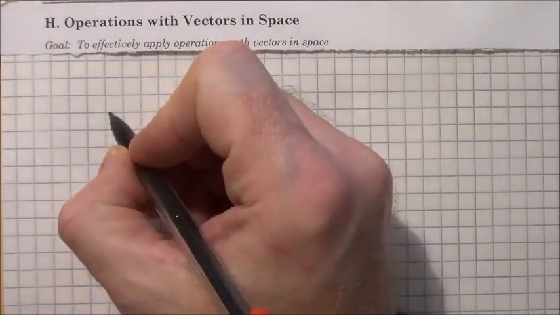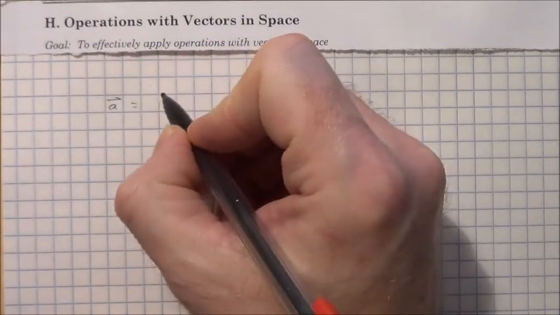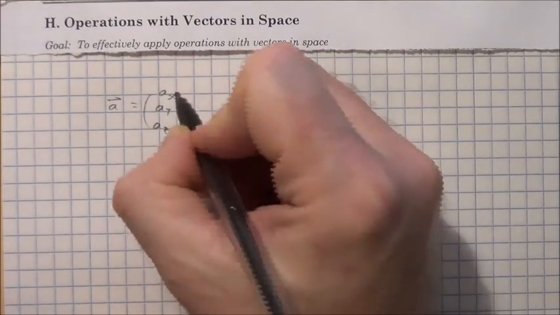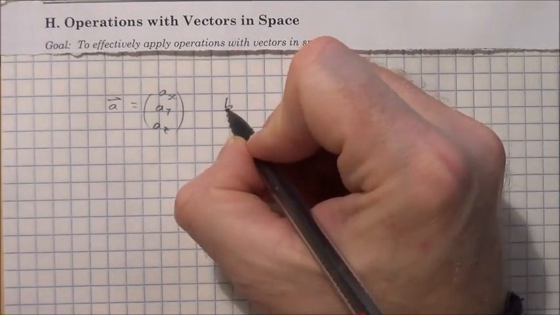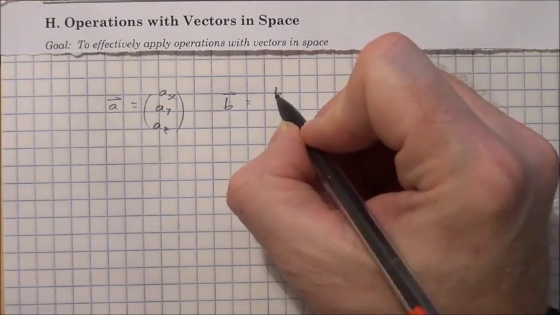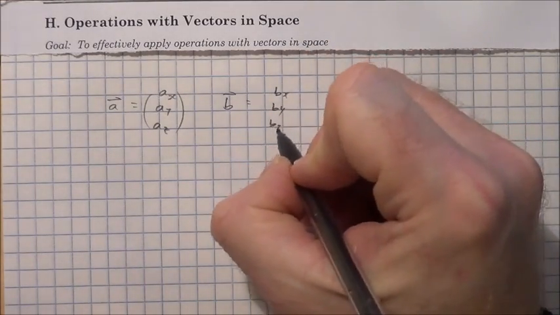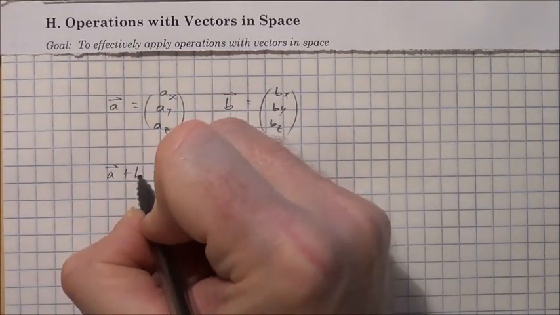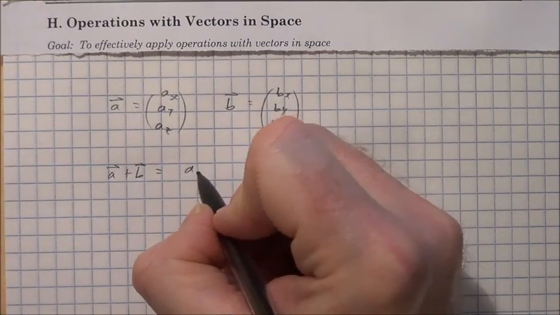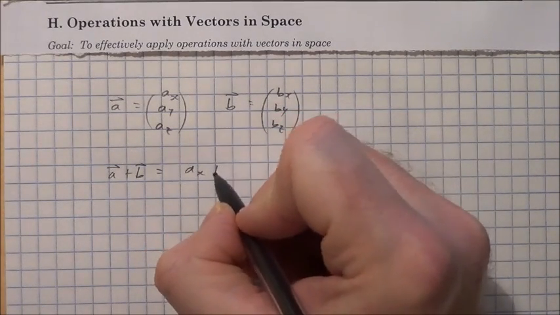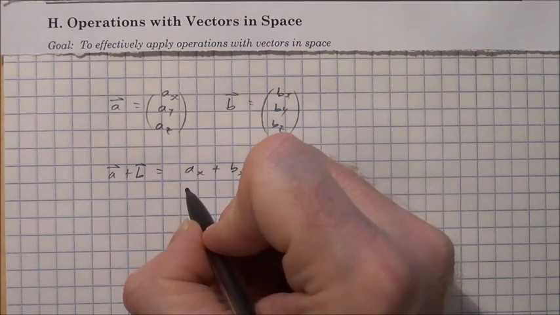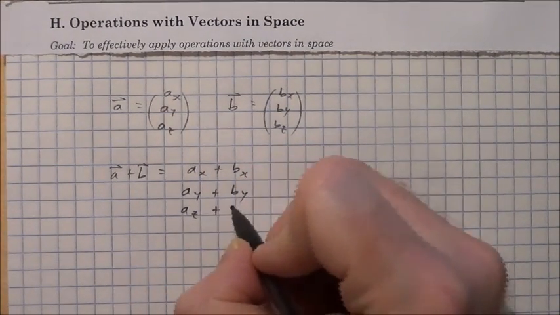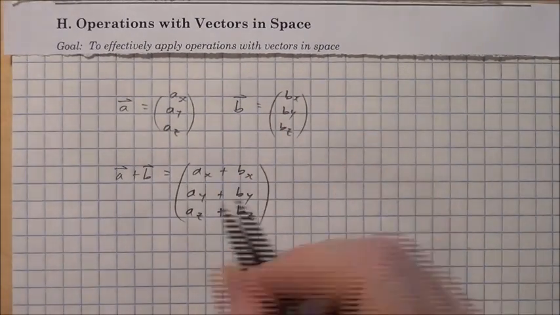If, for example, we had some vector a, and that were a sub x, a sub y, a sub z for the three dimensions, and b were another vector, b sub x, b sub y, and b sub z, then vector a plus vector b would be nothing more than a sub x plus b sub x, a sub y plus b sub y, and a sub z plus b sub z. And that would give us a new vector.